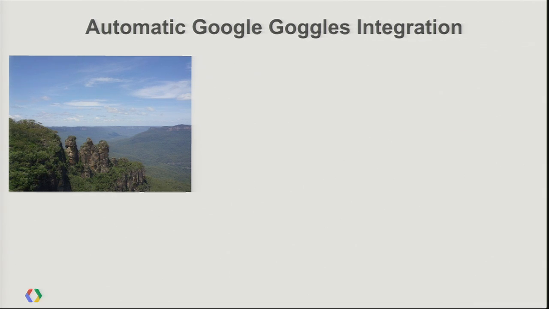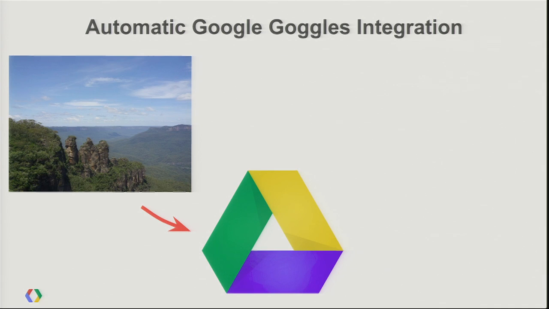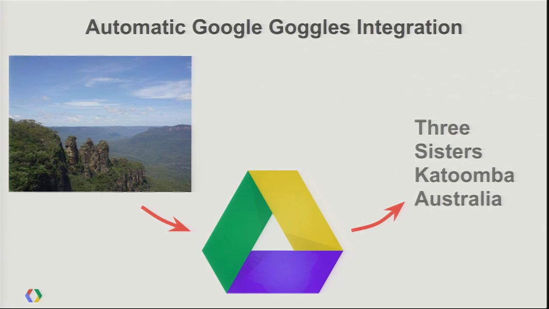Now, he took that photo. When that's uploaded to Google Drive, you may recognize it, this rock formation, it is indexed by the Google Goggles backend, and we know what that is. So if you search Google Drive, and again, if you search using the API, searching for any of these 3 terms, whether it be Three Sisters, Katoomba, or Australia, will show this image in the search results.